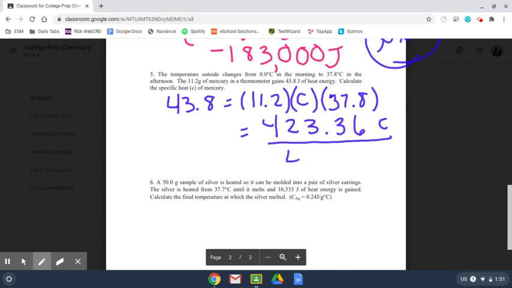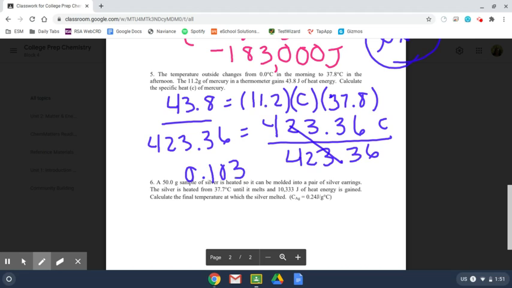Divide both sides by 423.36. So 43.8 divided by 423.36. So let's do that. 43.8 divided by 423.36. Okay, let's talk sig figs. Looks like we're going to go with 3 sig figs because 0 doesn't have sig figs. So 3 sig figs, so 103. And this is specific heat, so that's joules per grams times degrees Celsius. I'll put that in a different color so you can see that that is our answer.